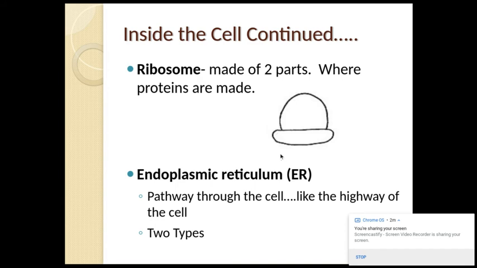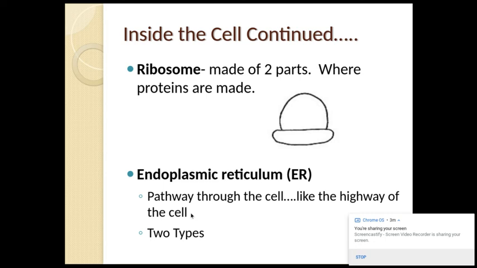A ribosome looks kind of like an acorn. There's two parts to it here. And ribosomes are nothing more than an area that helps make proteins. It's the area where proteins are made. All right, and making a protein is the whole job of DNA, really. So ribosomes are where the proteins are made.